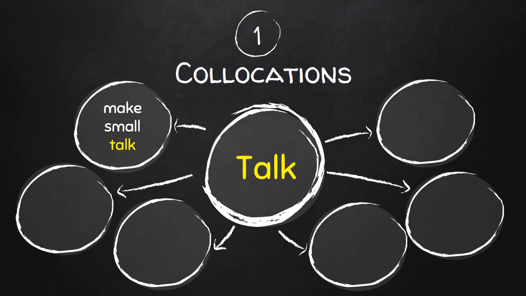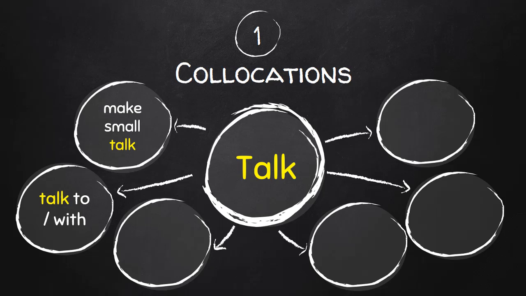First, make small talk. Oh, you've seen this before. Making small talk is having a simple conversation about normal things: the weather, what happened yesterday, sports, television, things like that. Making small talk. Next, talk to or with.